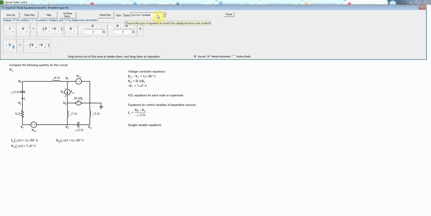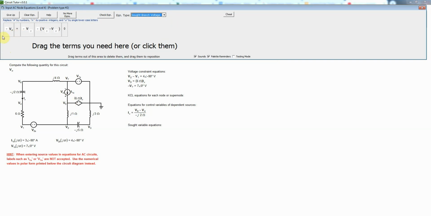Oh, and I'm sorry, I actually picked the wrong type of equation here. So this is a control variable equation. I forgot to change it to SOT branch voltage. It'll be similar, but we have to use this type, and it's already pre-printed for us. So V0 is equal to V5 minus V7. V5 is the node voltage on the positive side, and V7 is the voltage on the negative side. So that is the SOT branch voltage. That's the correct type of equation we're entering here. So that takes care of our one SOT variable.